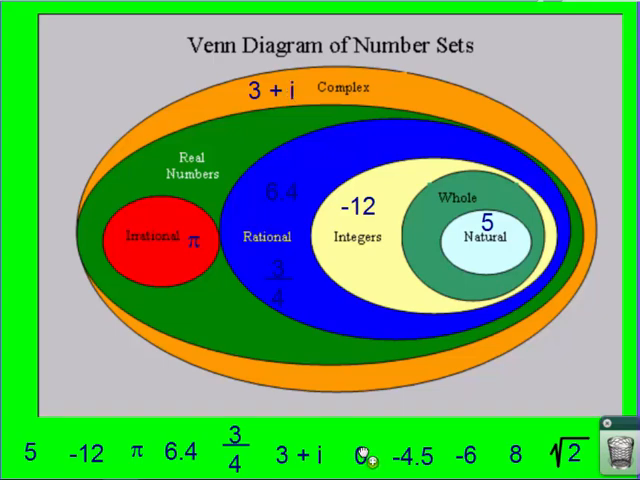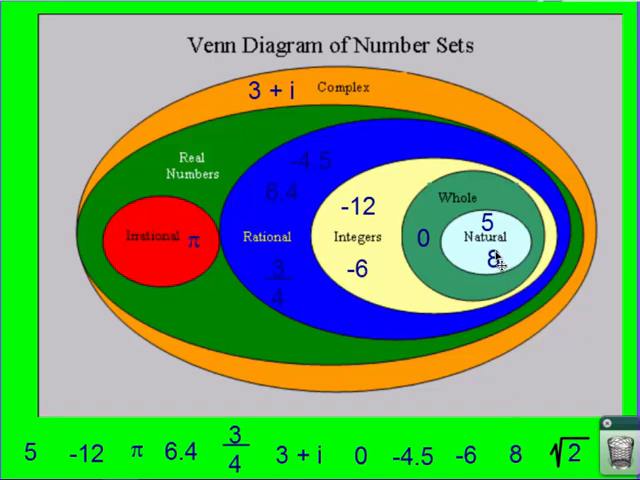Okay, 0. Well, it's not a natural number, but it is a whole number, which makes it an integer, which makes it a rational number, which makes it a real number. Negative 4.5. Well, it's not natural because it's got a decimal. It's not whole because it's got a decimal. It's not an integer because it's got a decimal, but it is rational. Even though it's negative, you can write that as a fraction, which then makes it a real number as well. Negative 6 starts off as an integer, which then would be a rational, which then would be a real.